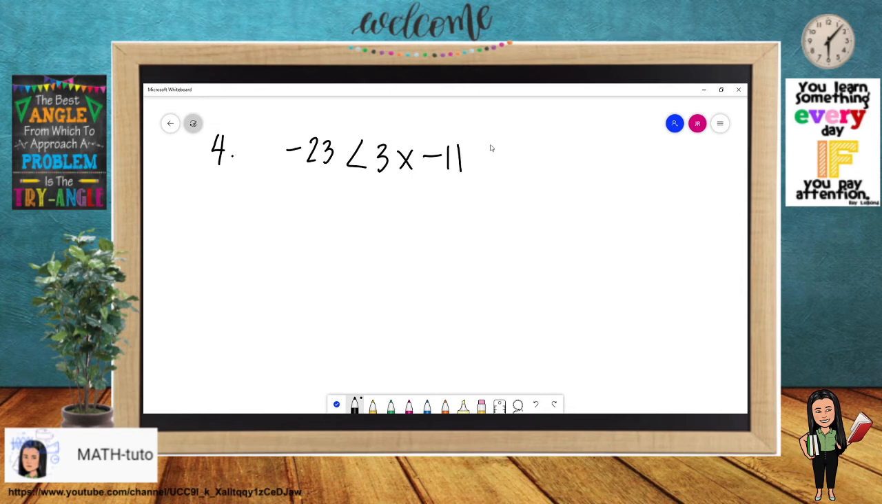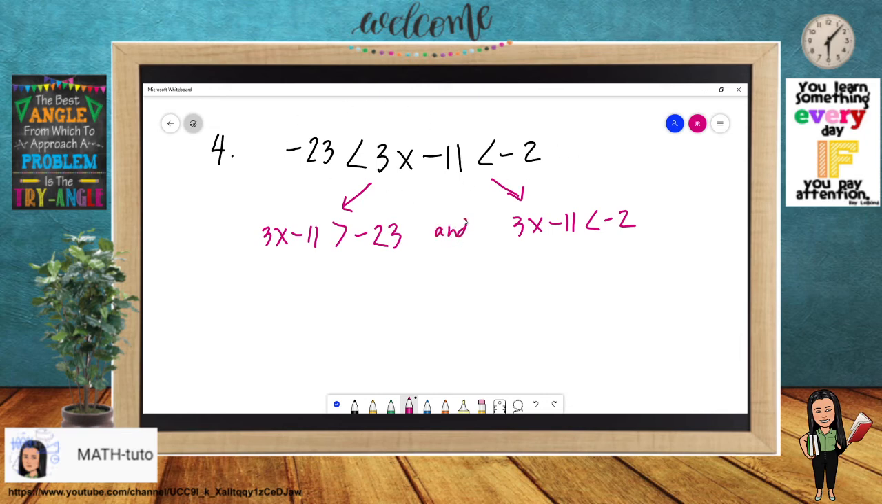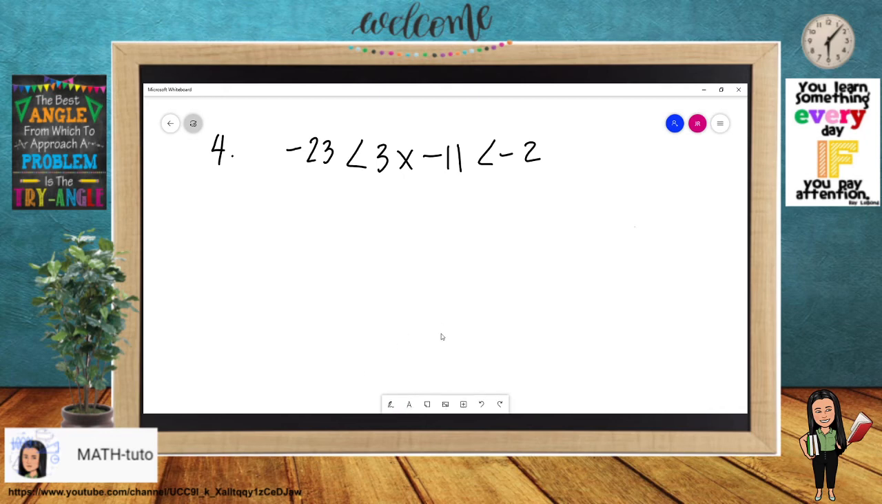3x minus 11. Okay. So, this inequality means, let me write the meaning, that 3x minus 11 is greater than negative 23, and at the same time, this also means that 3x minus 11 is less than negative 2. So, that is the meaning of this compound inequality. These two are satisfied at the same time. We know how to solve it when they are separate. Now, if it is combined, we can solve it even without separating it into two inequality. So, I will erase this part. I just showed that this inequality here is equal to the two inequality that is joined by the word and.